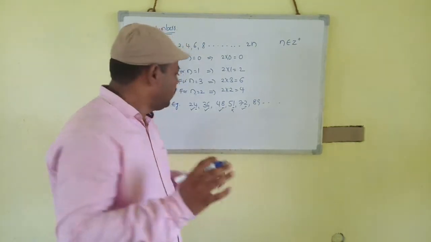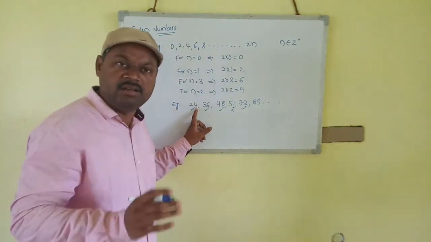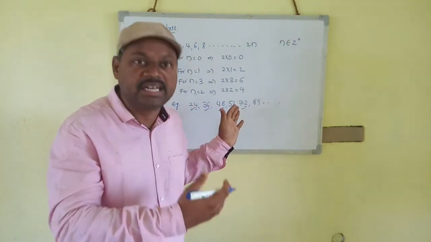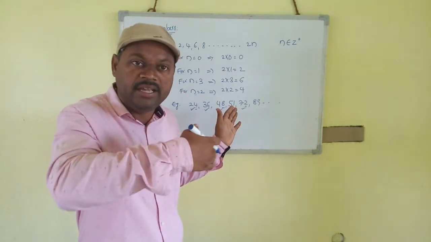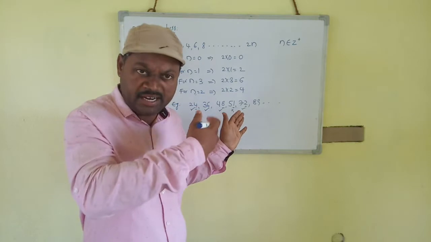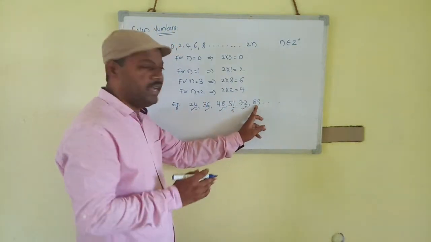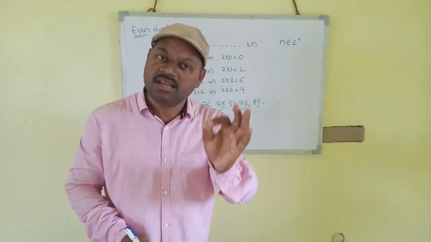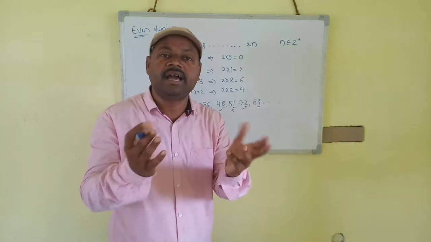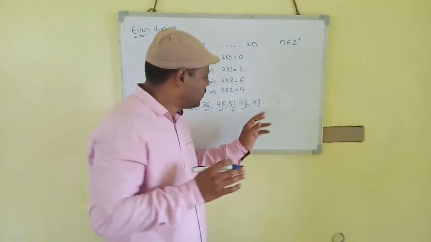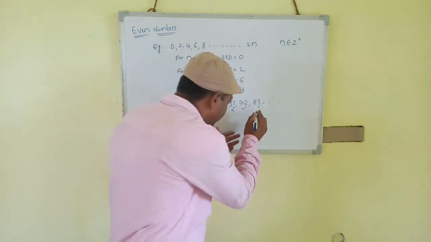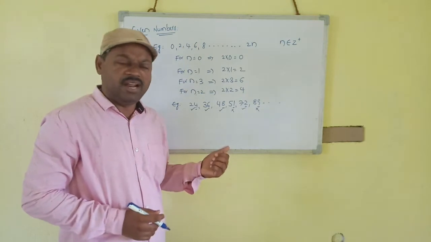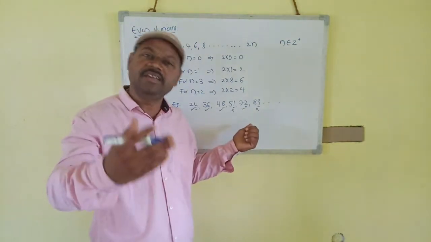Have you understood? If the ones place digit is an even digit, then the entire number is even. Now 89. Observe, the ones place digit is 9. 9 is not an even number, so 89 is not an even number. That is an odd number. This is the simple way to identify even numbers.